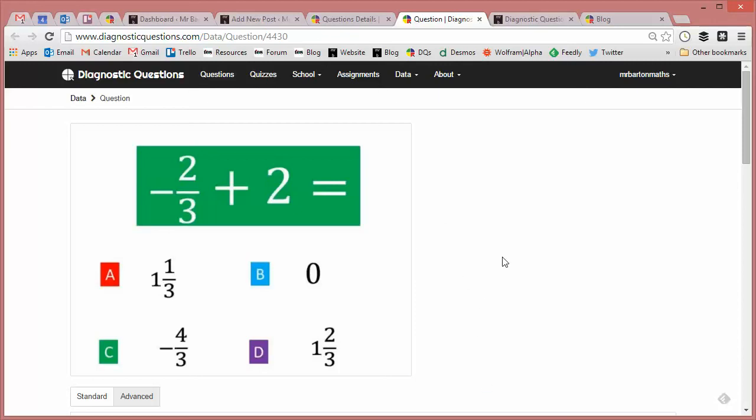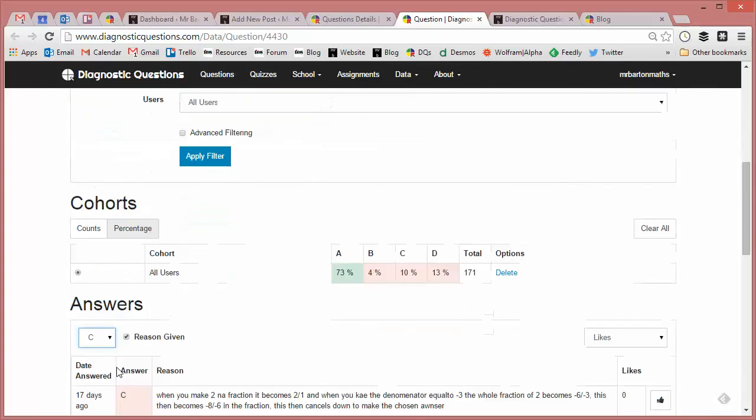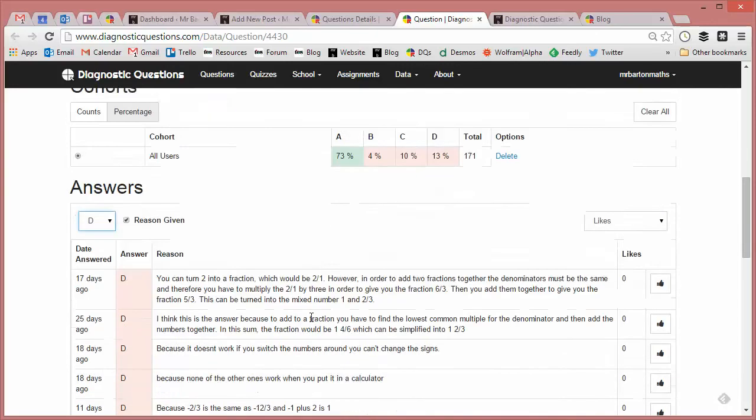Now when I wrote this question, I came up with D thinking that students might do something like this. They're on minus 2/3, they add on 1 whole, they get to positive 2/3, they add on another whole, they get to 1 whole and 2/3. But when I actually read through D, absolutely fascinating. It revealed different reasons that students have given for that, and quite a few have gone for D.